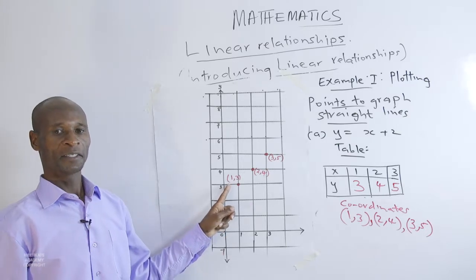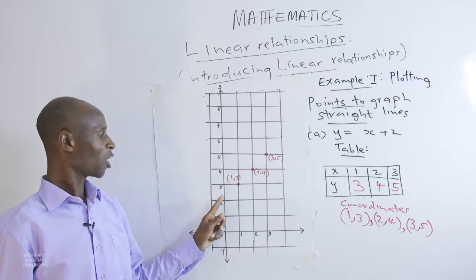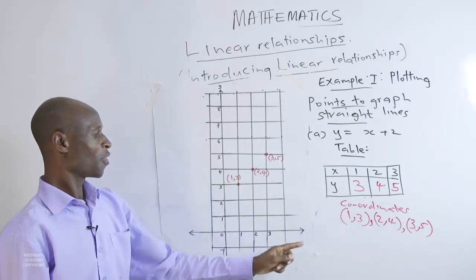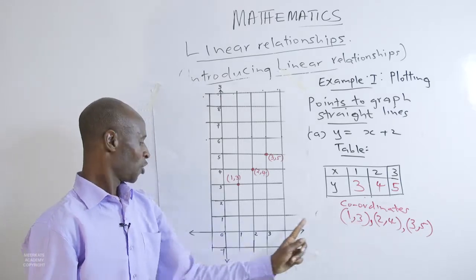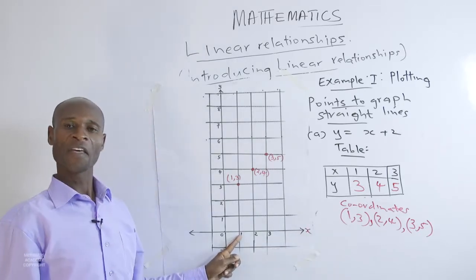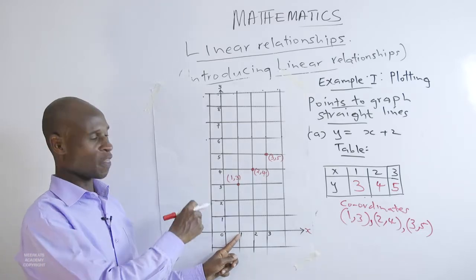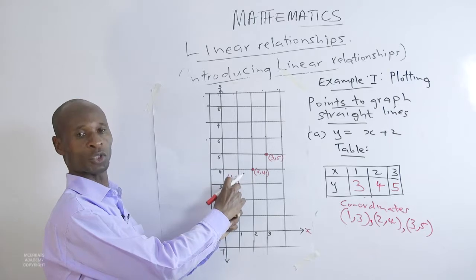From the grid, we have plotted the coordinates very correctly. The first one is (1, 3). So that means when x is 1, the y value is 3. You confirm on the x-axis where there is 1, confirm on the y-axis where there is 3, then make the plot.